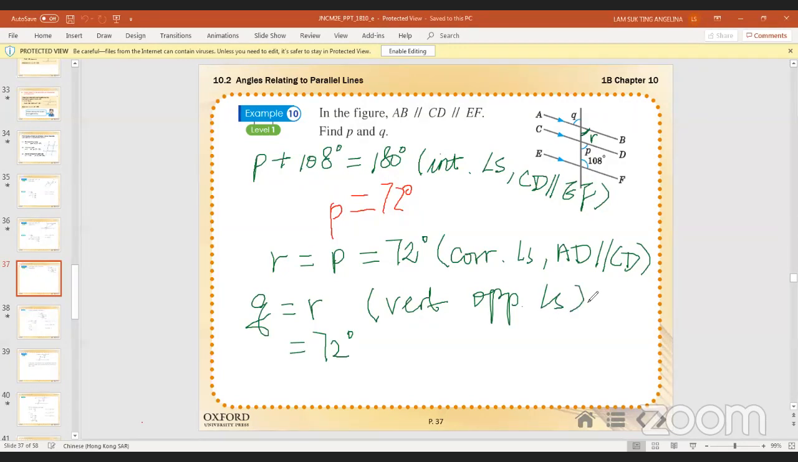We need to write steps in this way. This is what you need to learn in this chapter. I think finding the angles is not that difficult for you, but you need to learn how to write the reasons, how to explain to people step by step.